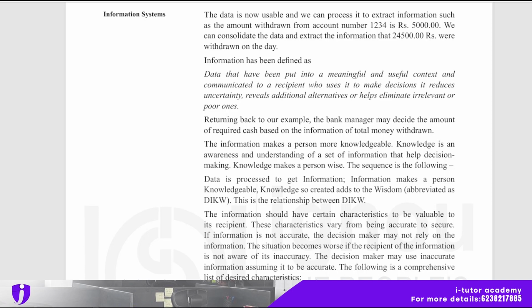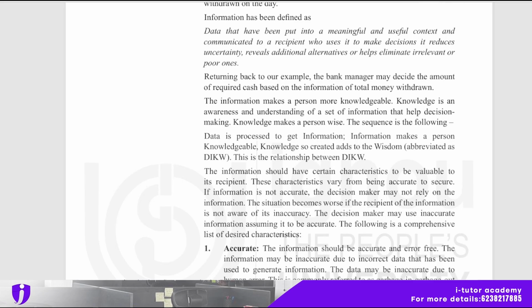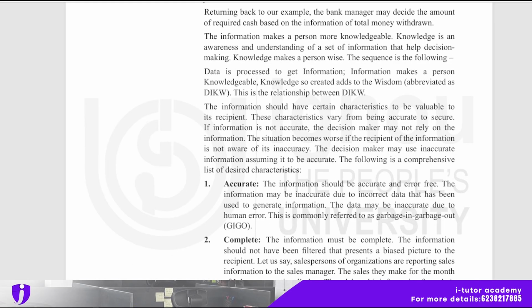The sequence is the following. Data is processed to get information. Information makes a person knowledgeable. Knowledge so created adds to the wisdom, abbreviated as DIKW. So this is data, information and knowledge. So that is DIKW. This is the relationship between them. The information should have certain characteristics to be valuable to its recipient. These characteristics vary from being accurate to secure, and if information is not accurate, the decision maker may not rely on the information.